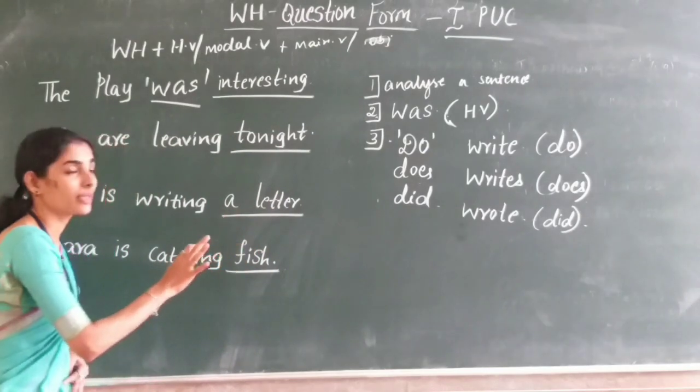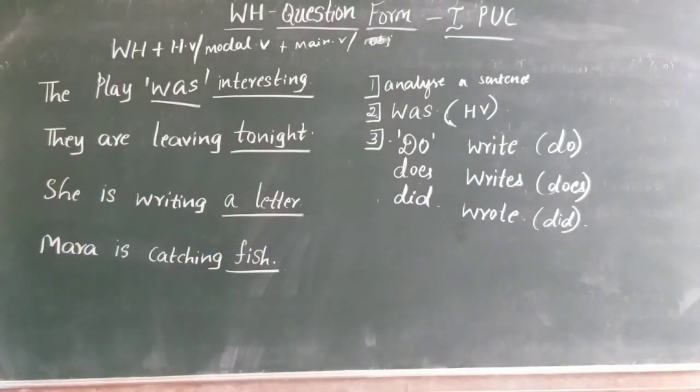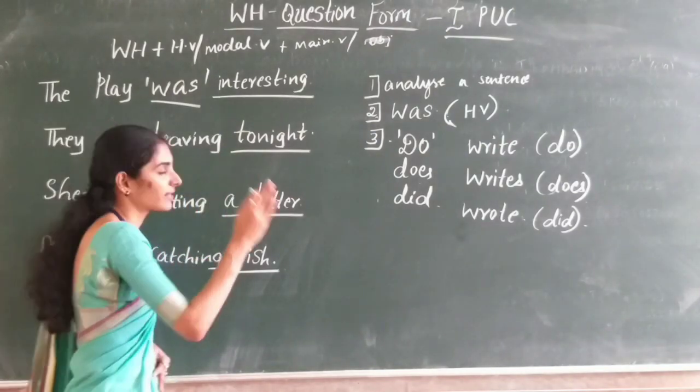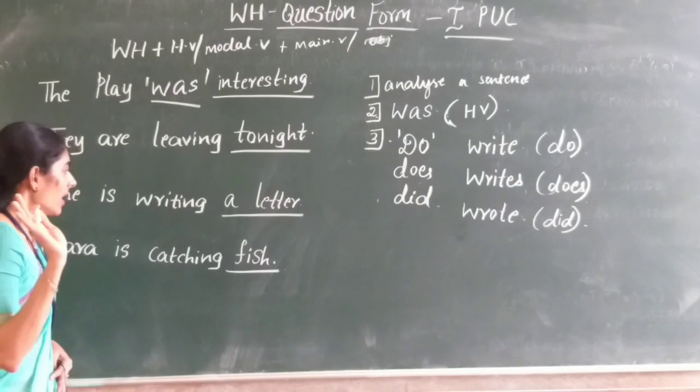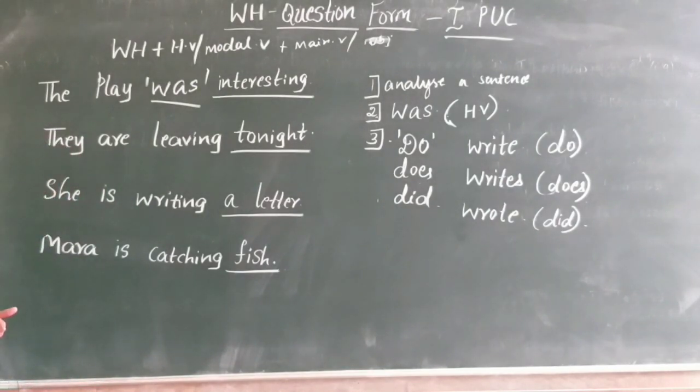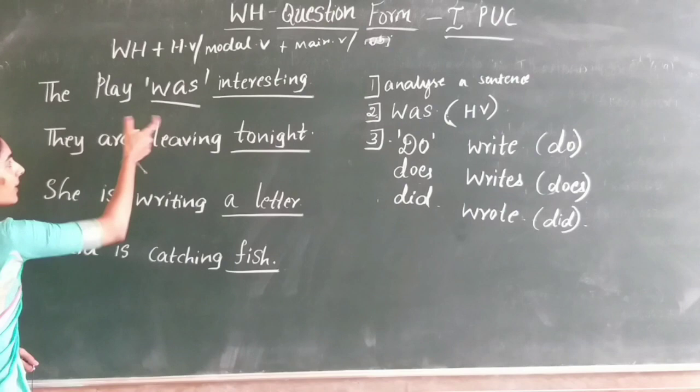So these are the main points that you have to keep in your mind while framing a WH question if the object of the sentence gets underlined. Is that clear? I hope you understood this. Now let's frame WH questions for these given sentences. Look at the first sentence here.